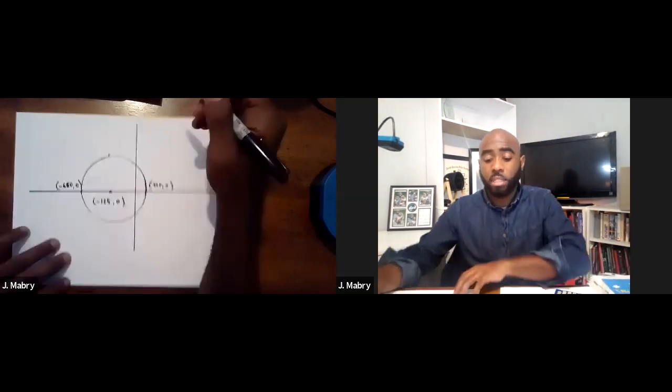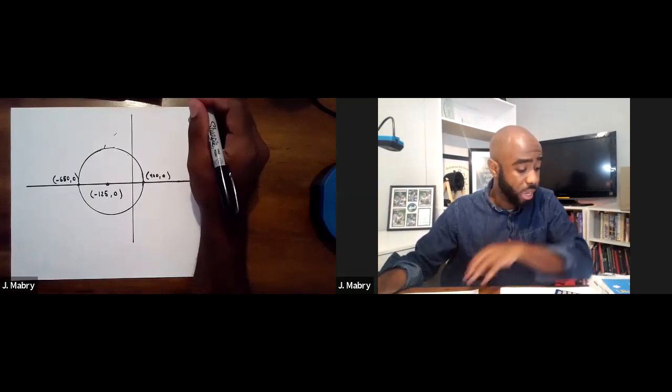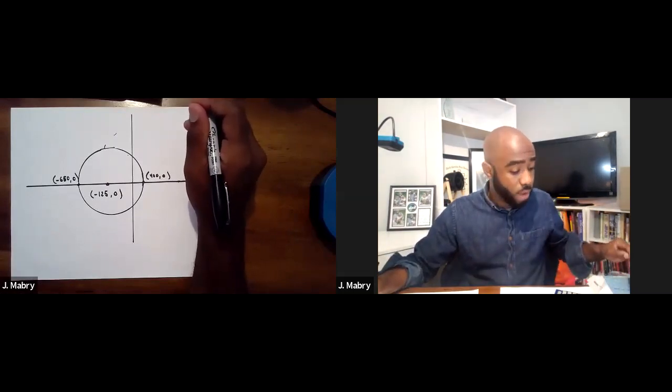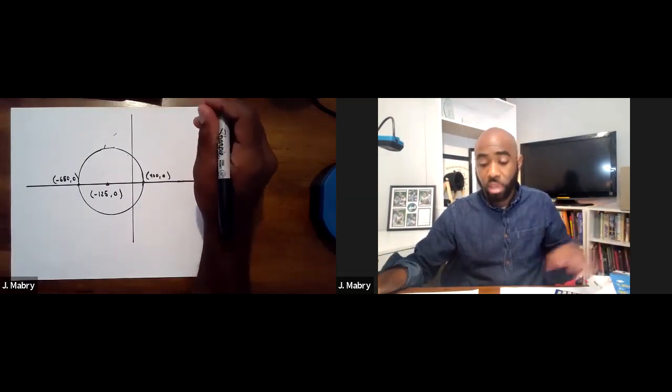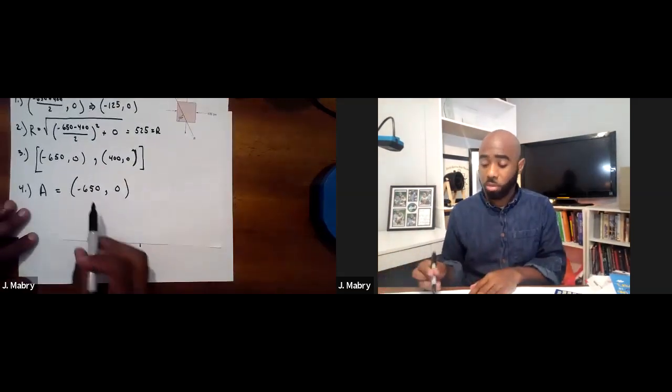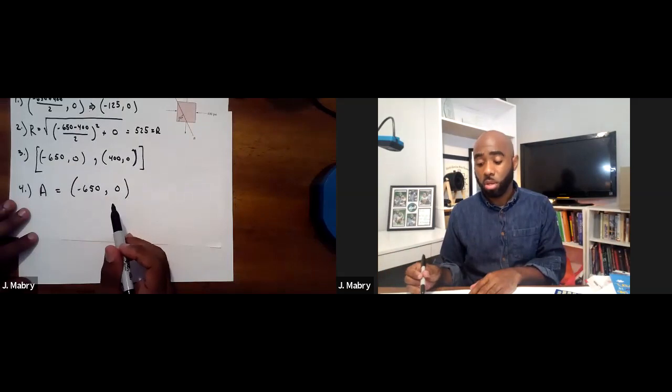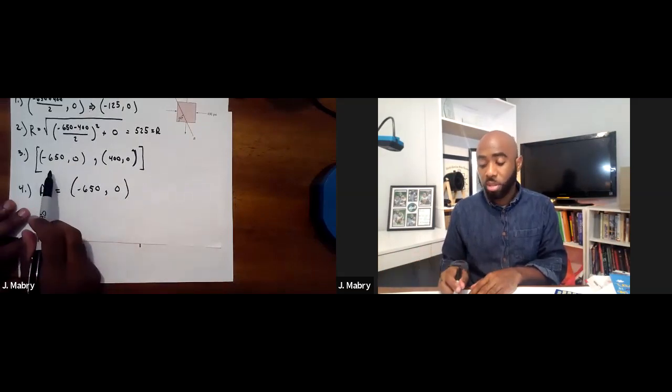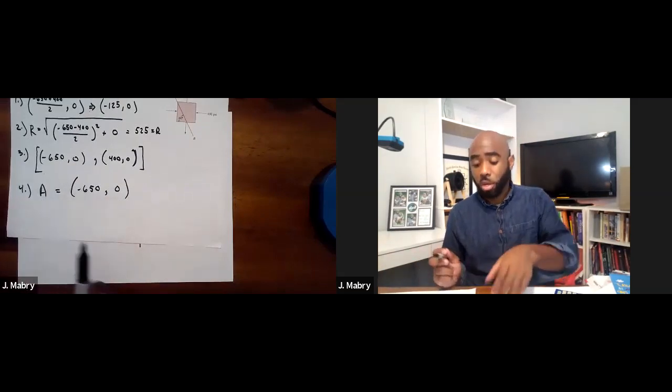But then lastly, we need a reference point A. And we found out that our reference point is negative 650 and 0, which ironically just happens to be the first term of our range.